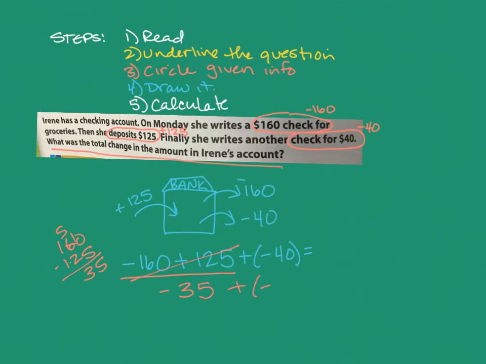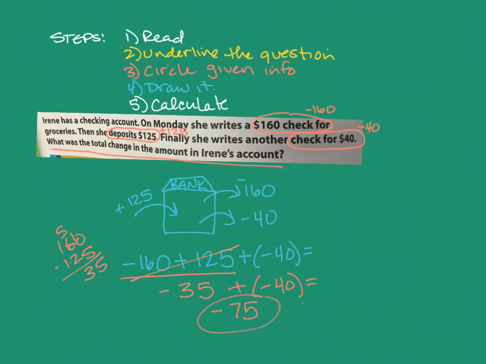Cross off what I did. Bring down what I haven't done yet. Now I have negative 35 and then negative 40 going out. So she's already down by $35 and she's sending another 40 out. So she's going to lose those two amounts together. It's going to be more. So it's 75.